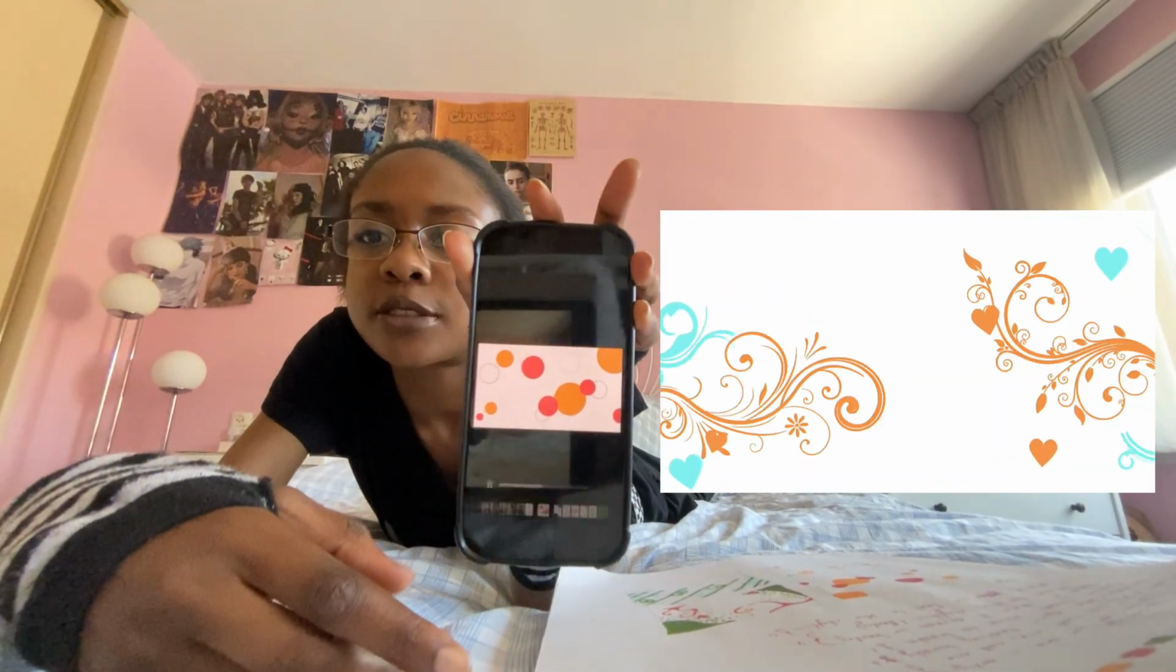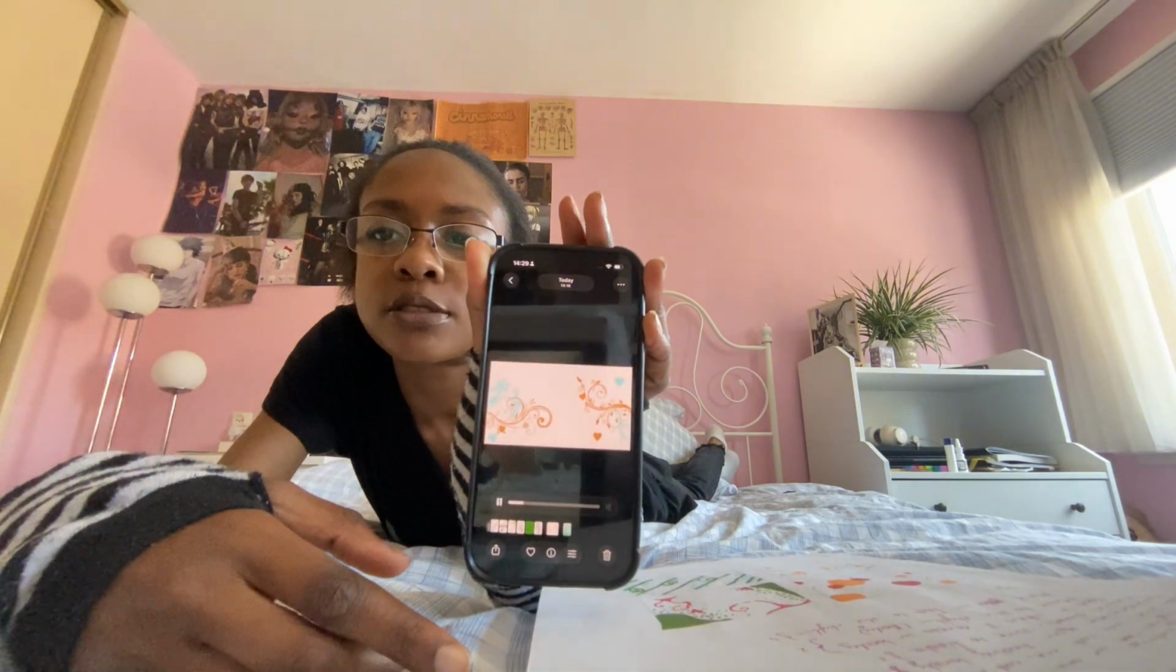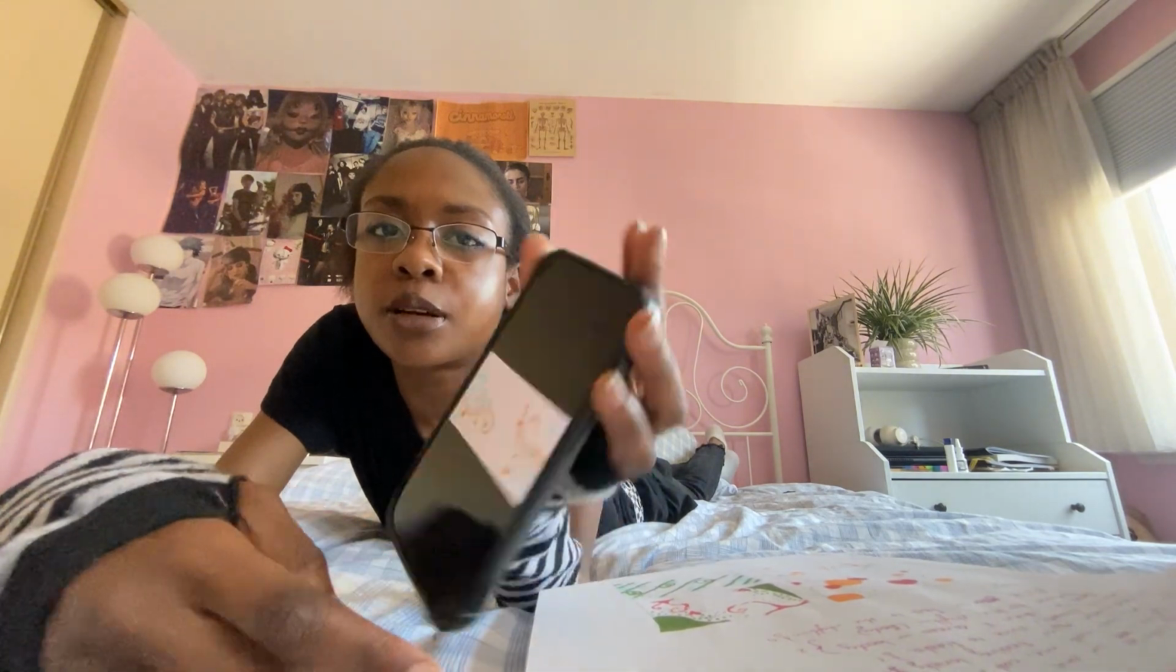Only two of them are moving. And this one is moving. And this one is moving. The other ones are static. But I'll add effects in CapCut, so it doesn't really matter.